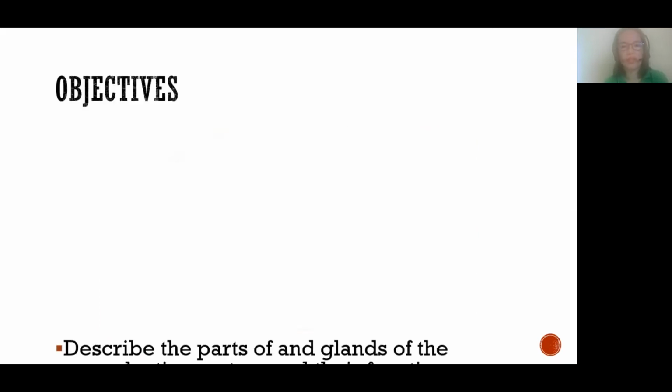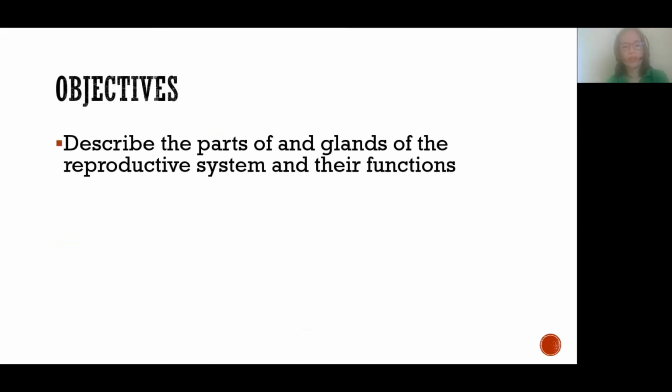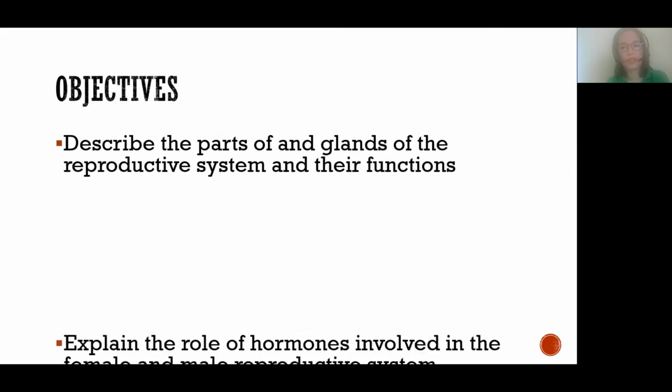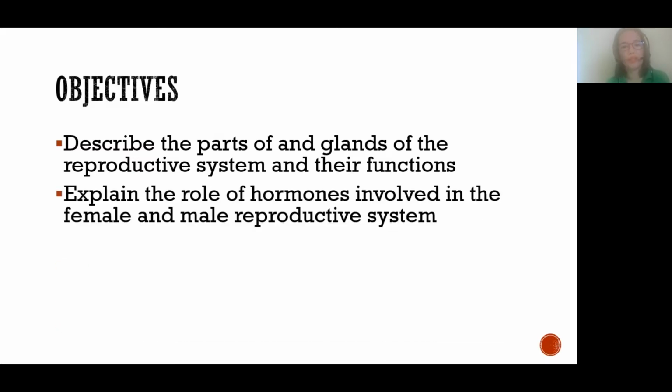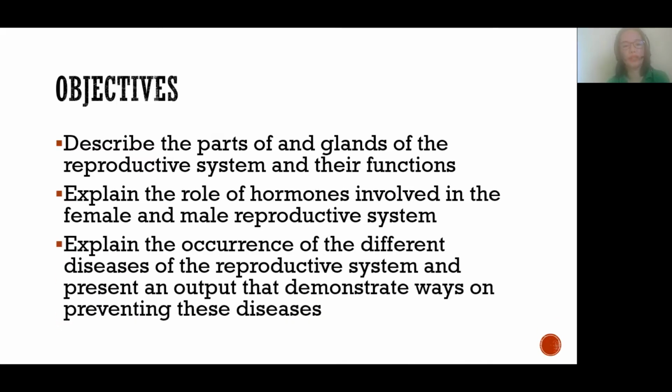So for this lesson, you are to describe the parts and glands of the reproductive system and their function. Explain the role of the hormones involved in the female and male reproductive system. And in the end, you are to explain the occurrence of different diseases of the reproductive system and make an output that demonstrates ways of preventing these diseases. Okay?